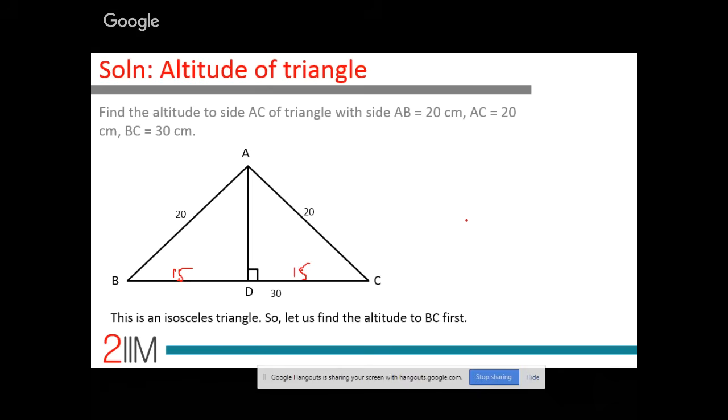How do you find the other altitude? Area. Area is half into base into height. So area is half into BC into AD. It's also half into AC into that altitude. Area is equal, because we are considering the area of one triangle. So once we find this altitude, we can find that altitude.